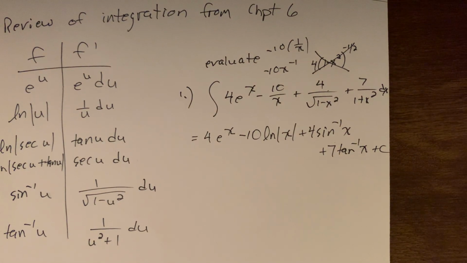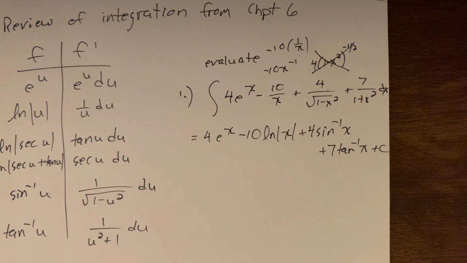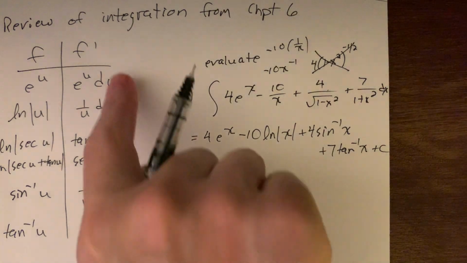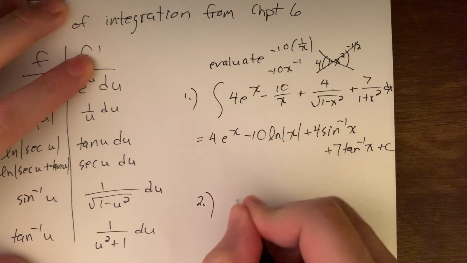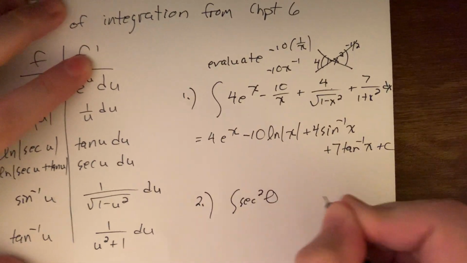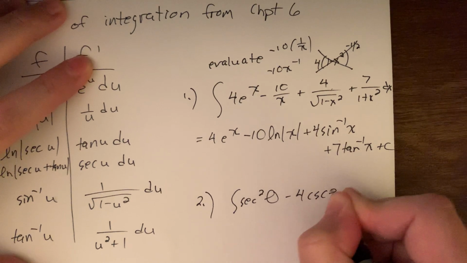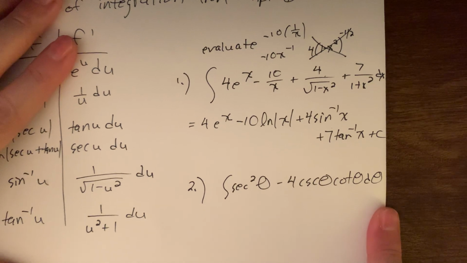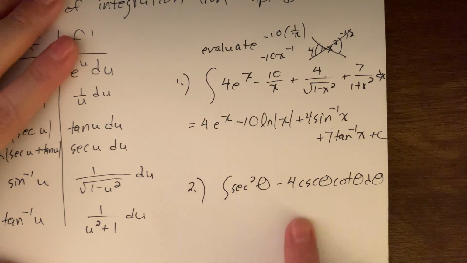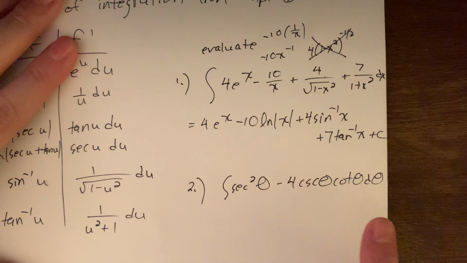So again, it looked really ugly, had lots of stuff going on there, but really not that bad as long as we know our new list. You could even go back to that first review of integration that we did in our basic review, where we talked about basic trig functions. If I did number 2 and I had secant squared theta minus 4 cosecant theta cotangent theta d theta, initially, just looking at that, there's nothing new here, by the way. This is all Calc 1. And there's nothing that even needs to be adjusted.